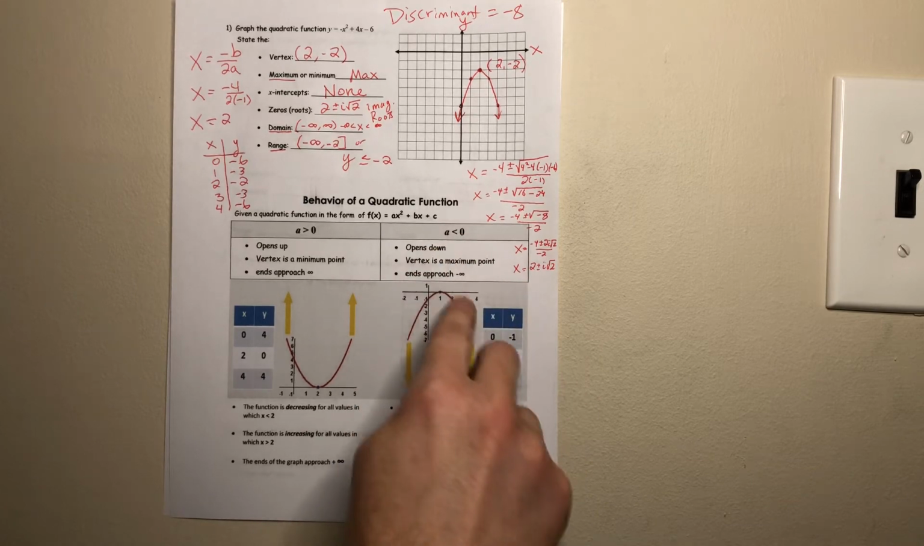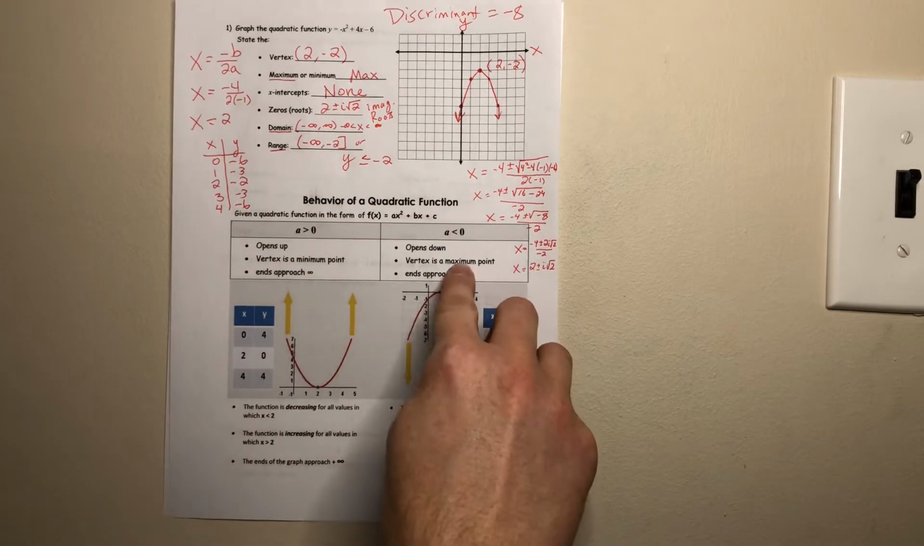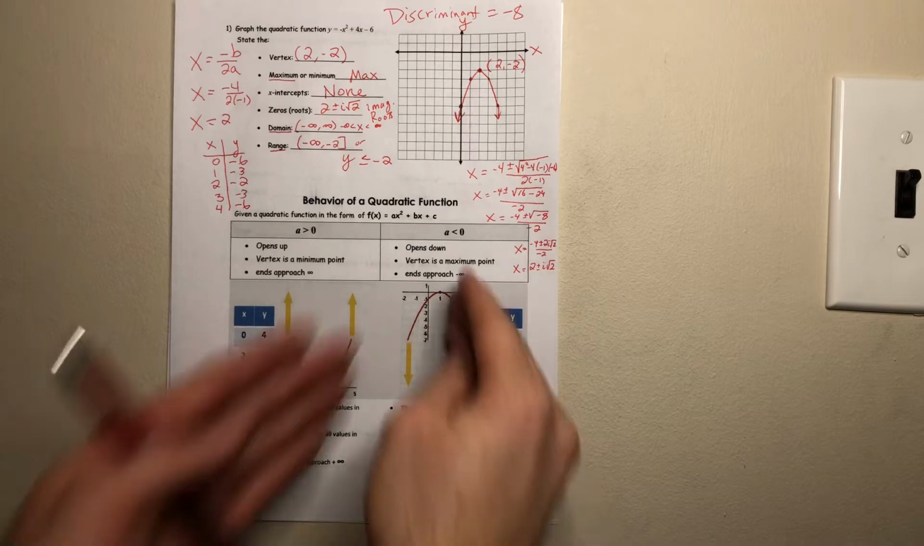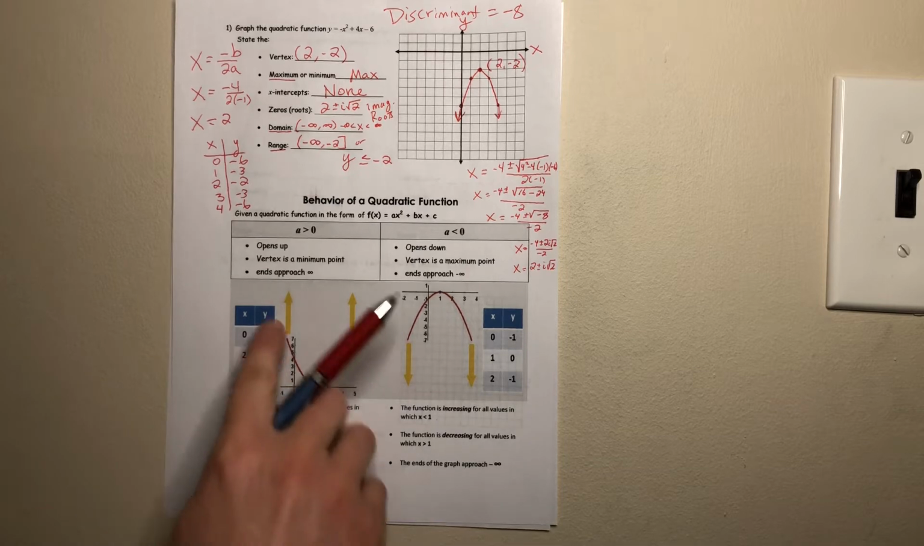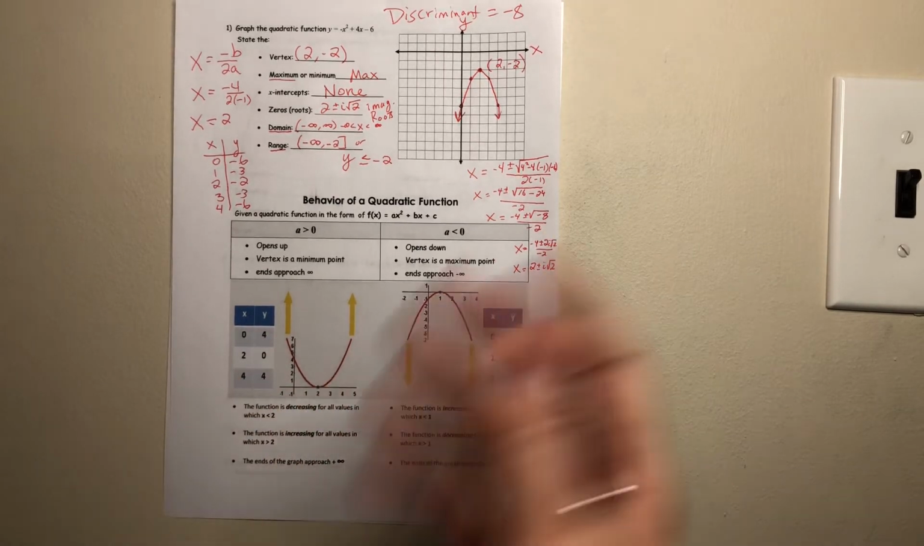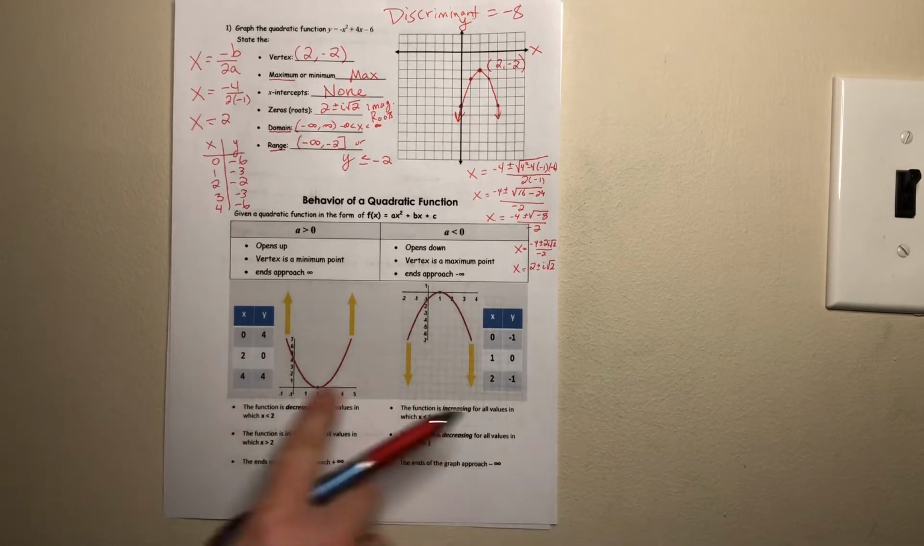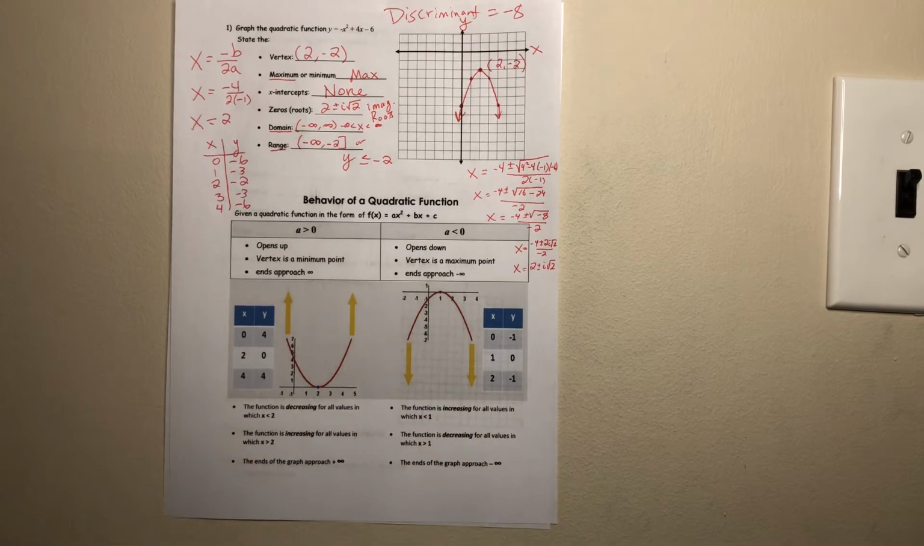Negative, it opens down. Down, maximum point, ends approach negative infinity. They just keep going down forever and ever without an end. These are just specific values that match this graph, not super important. And then you could read through these, but this is very important.